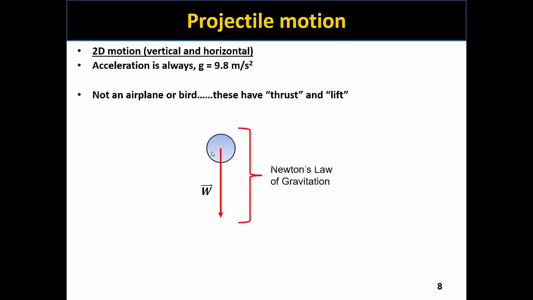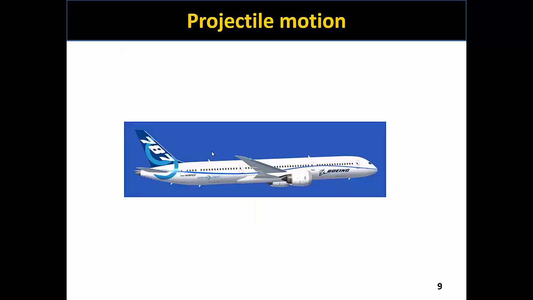And so we consider Newton's law of gravitation when examining both the vertical and horizontal components. As you'll see, it will only be applicable to the vertical component. And so we assume there are no other forces acting on the object. Now this is starkly different than, for example, an airplane.